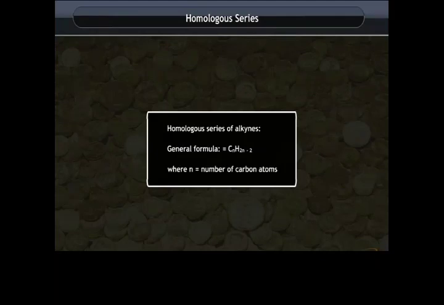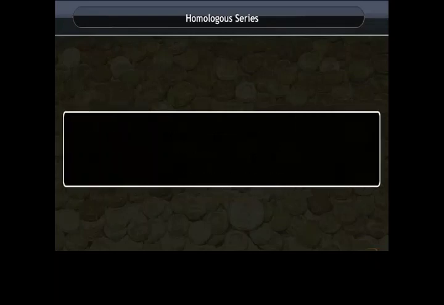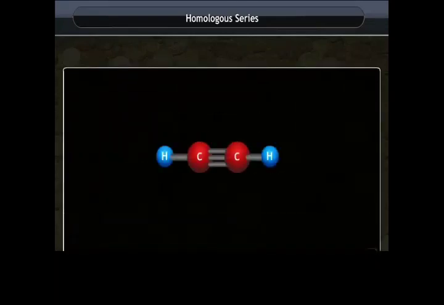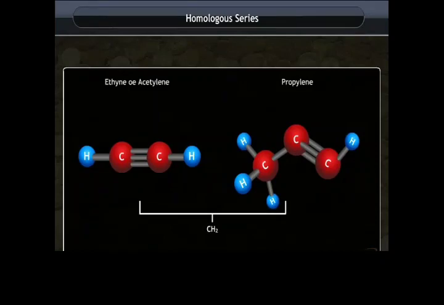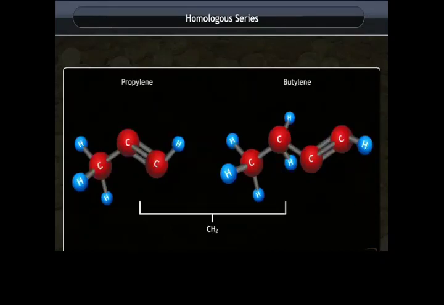Homologous series of alkynes. General formula: CnH2n-2, where n is the number of carbon atoms. Homologous series of alkynes are C2H2, C3H4, C4H6, C5H8 and C6H10 and so on.